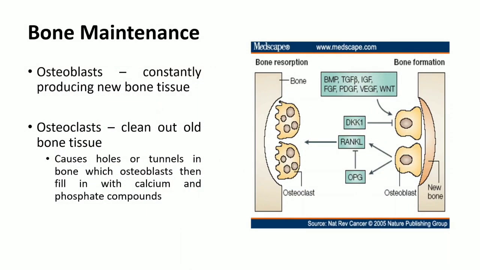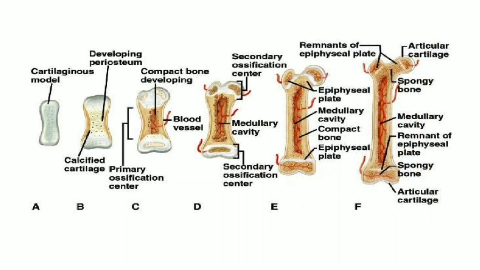We have seen bone growth, but definitely bone maintenance is also very important. Osteoblasts help in the formation of new bone tissues, whereas osteoclasts clear out the old bone tissues. In that way, bone maintenance happens in our body with the help of osteoblasts and osteoclasts. In this picture, you can see the bone formation or bone growth.